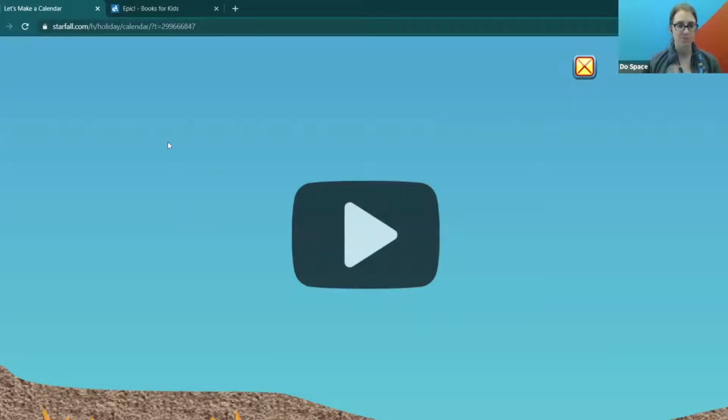I like this website. It's called Starfall. It's our Starfall calendar, and I like it because it's pretty interactive. When we do Little's Lab here at DoSpace, we have a room called Little's Lab, and in that room there's a big touch screen, like a computer monitor, probably something similar to what you're watching me on, but it's touch screen.